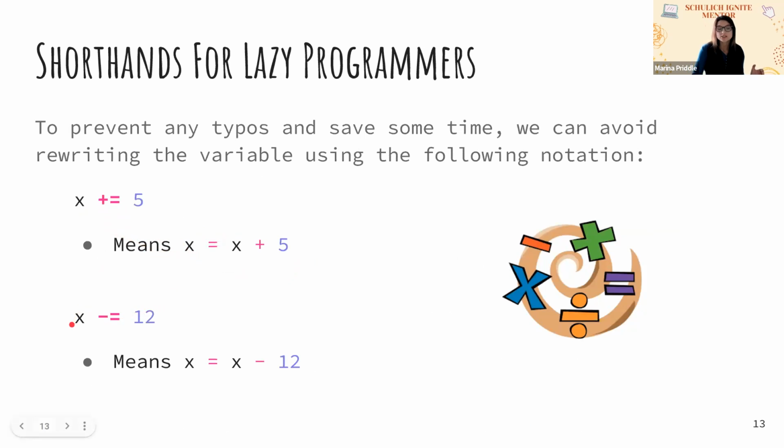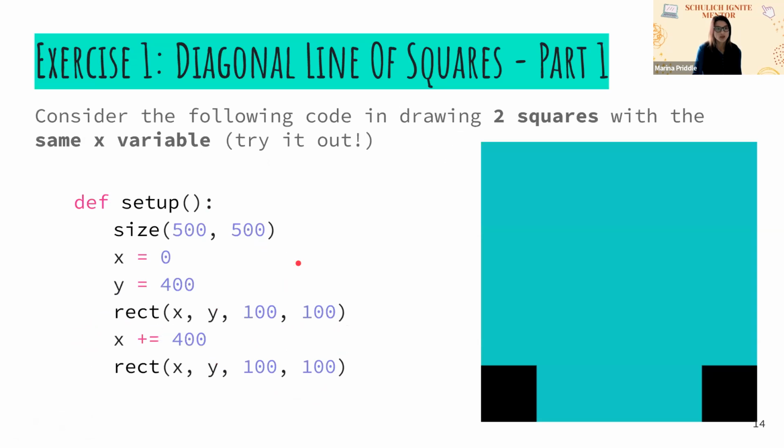And the same thing applies with deduction or multiplication or anything else. You can just use minus equals 12, for example, here. So here you're just subtracting your 12, all right? So this is just a shorthand. And now we have our first exercise. So you guys will be sent to your breakout rooms. In this exercise, you will need to consider the following code in drawing two squares with the same variable. So you will need to try it out.